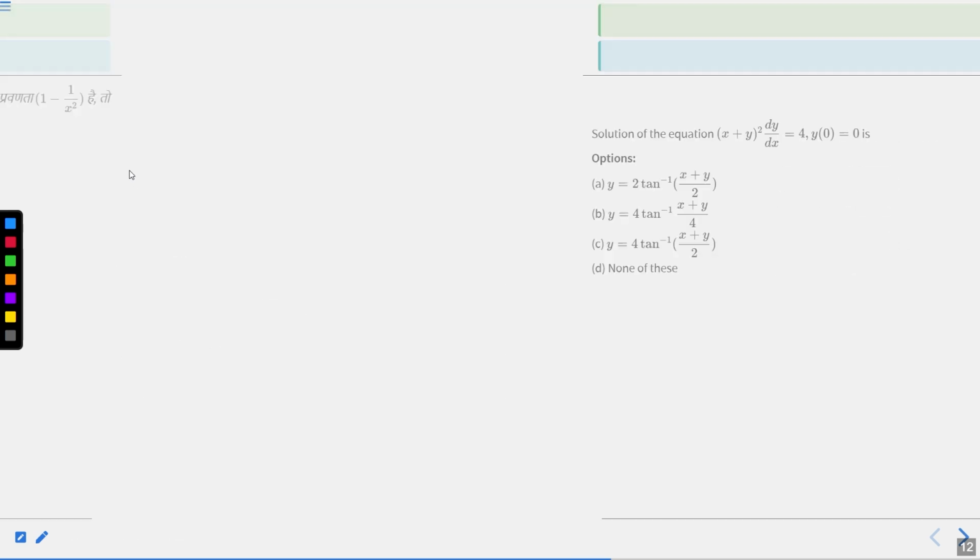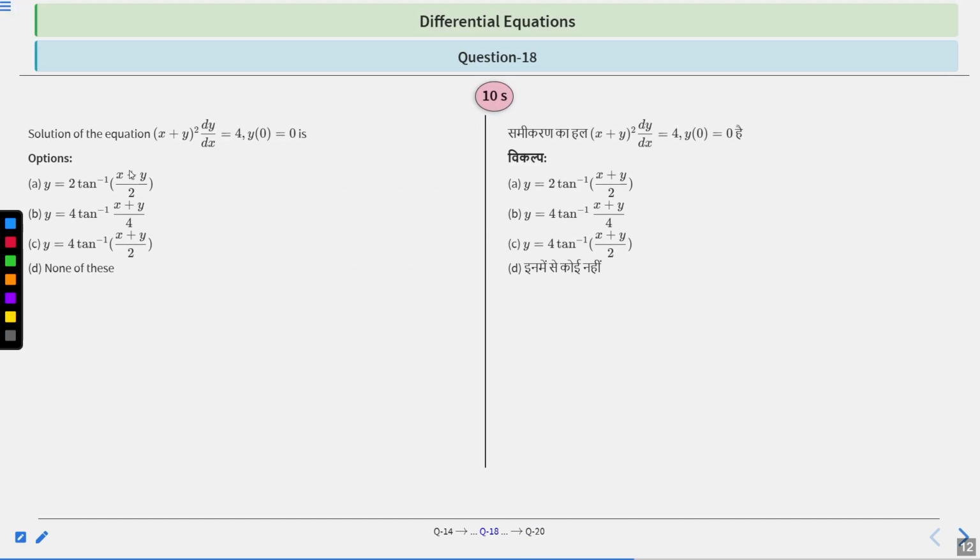Okay, let's move to the next question, question number 18, which says: the solution of the differential equation (x + y)^2 dy/dx = 4, in which y(0) = 0, is. Again, see what we will do. The hint for this question is that we will try to separate x and y on each side, or use the inspection method or some substitution to calculate the solution of the differential equation. Okay. So you have 10 seconds to solve or think about this question. After 10 seconds, we can discuss the solution.